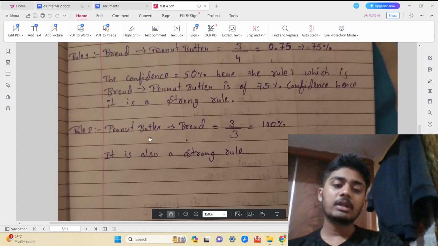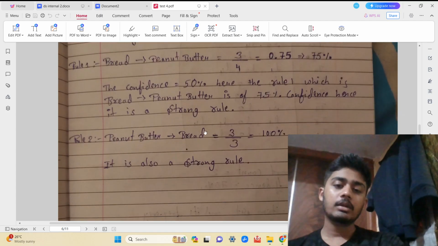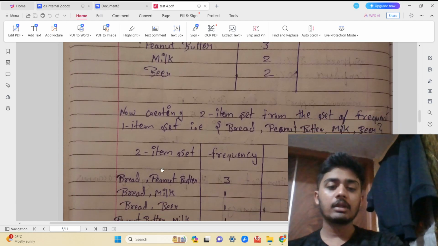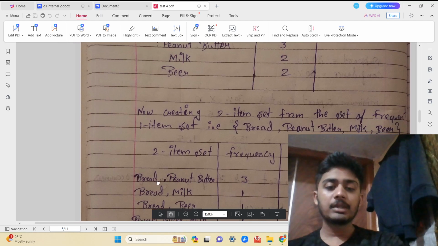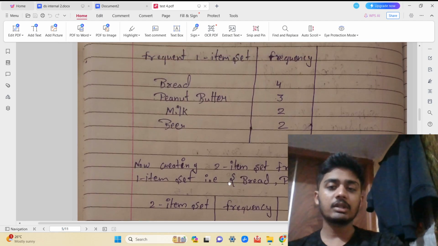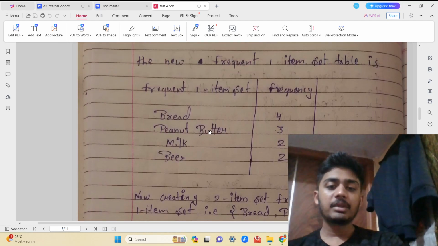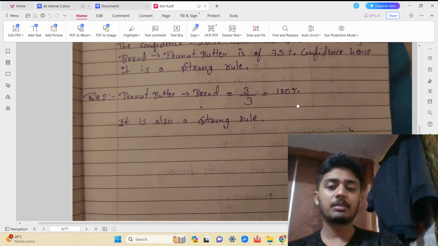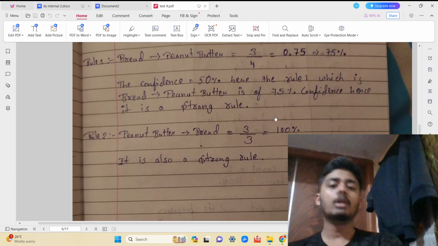Now from peanut butter to bread. Here the bread and peanut butter frequency is 3, and for peanut butter frequency was 3. So 3 by 3 is equal to 100%. So this is also a strong rule.